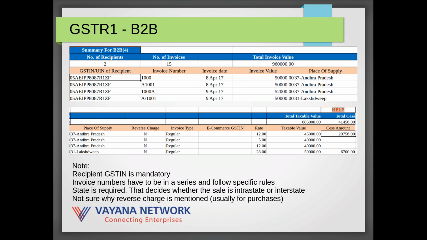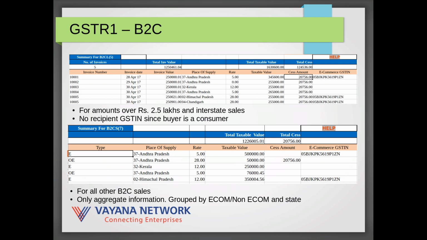The next section we go to is the B2C section. This is the business to consumer section. Because you're selling to retail consumers, such a consumer may not have a GSTIN, and therefore there is no GSTIN included in these formats. However, within this there are again two sections. One is B2CL, which is B2C large. This is for transactions which are over 2.5 lakh rupees and are interstate sales.